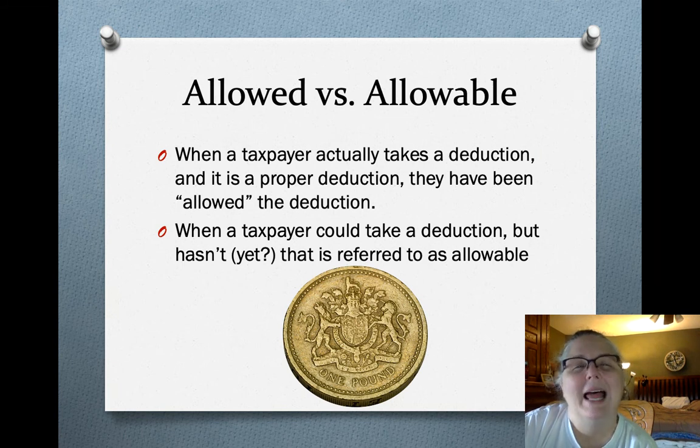Okay, the phrase "allowed" versus "allowable." When a taxpayer actually takes a deduction and it is proper and appropriate, they've been allowed the deduction. So it is after they've done it. When a taxpayer could take a deduction but hasn't, and that might be a hasn't yet, that is referred to as allowable. Yes, it's an allowable deduction. Oh, okay. That means I could take it.